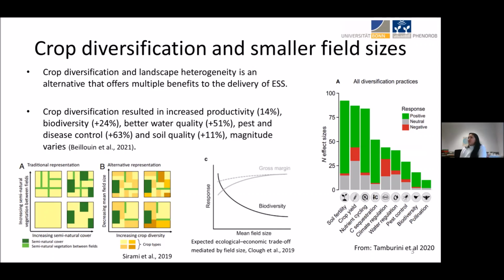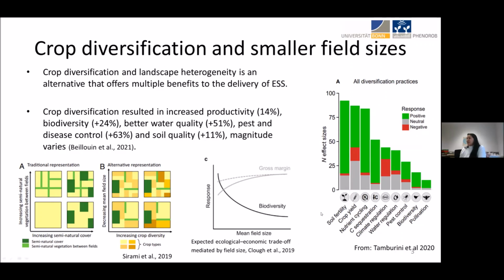There have been a series of reviews and research that has been published over the last decades on this. I mean, it's not a completely new topic. But these recent reviews have identified that crop diversification typically resulted in increased productivity, increased biodiversity, and also an improvement in ecosystem services such as water quality, pest and disease control, and soil quality.